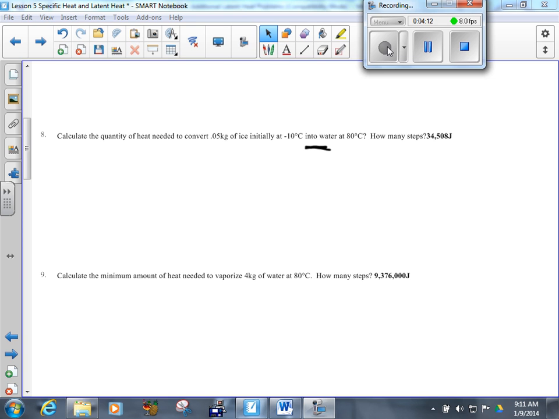Okay, for number 8, again, the first thing you want to do is draw your heating curve of water. Now remember, we said that water has 3 different heat capacities depending on what state it's in. Ice has a heat capacity, liquid water has a heat capacity, steam has a heat capacity. What we have to consider is, where do I use each one?